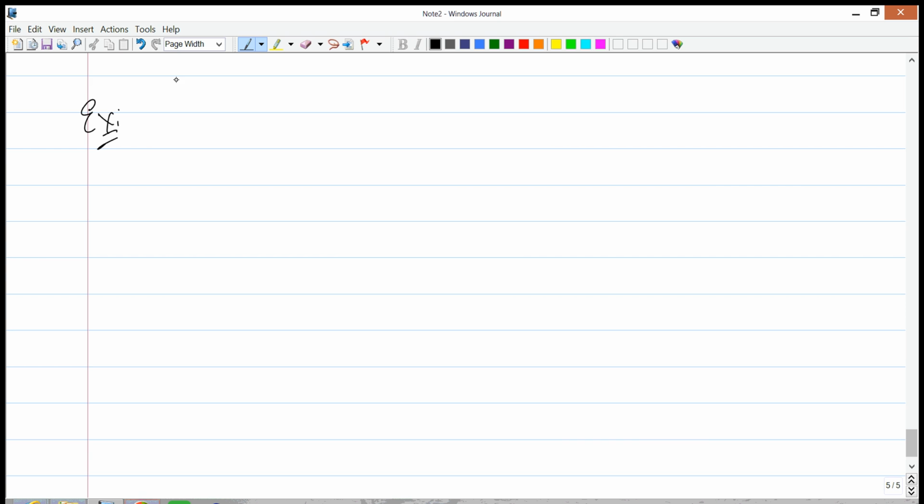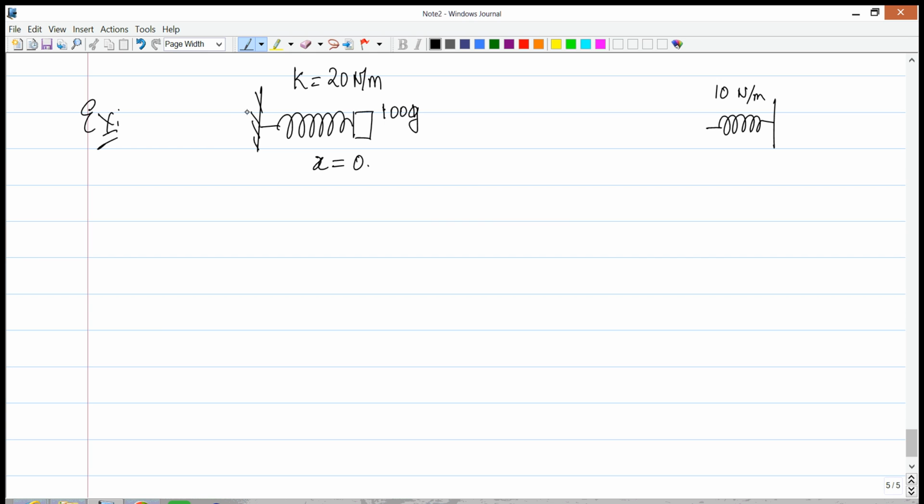Let's look at a simple problem first, and let us look at two things that we could do with this problem. So let's say that we have a spring, and we have in fact two springs. Let's say that the spring constant for the first one is 20 newtons per meter, and for the second one is say 10 newtons per meter. And let us say we take a block, a 100 gram block, and we compress the spring. So we've taken the spring and we've compressed it by an amount, say 0.1 meter.